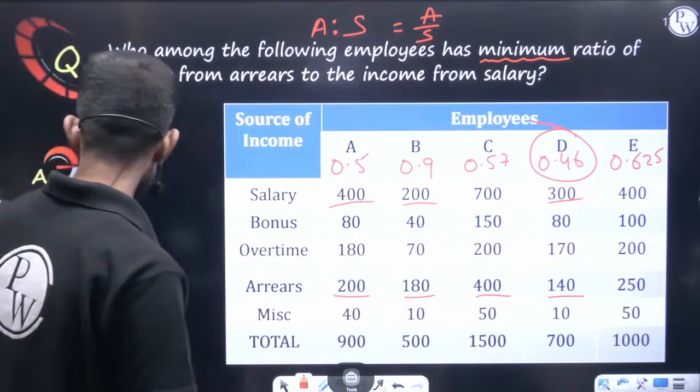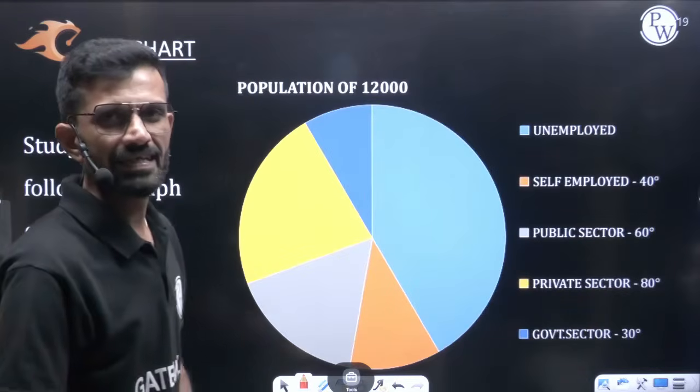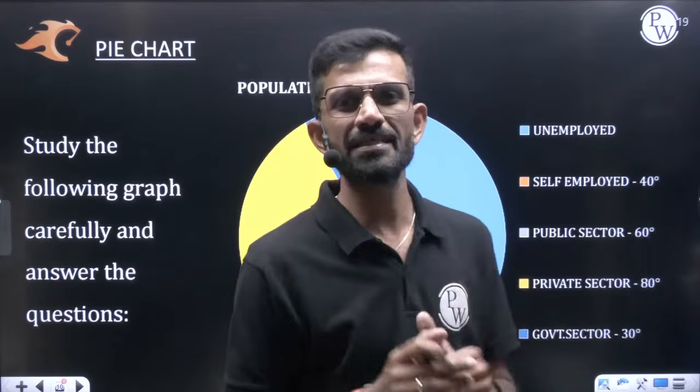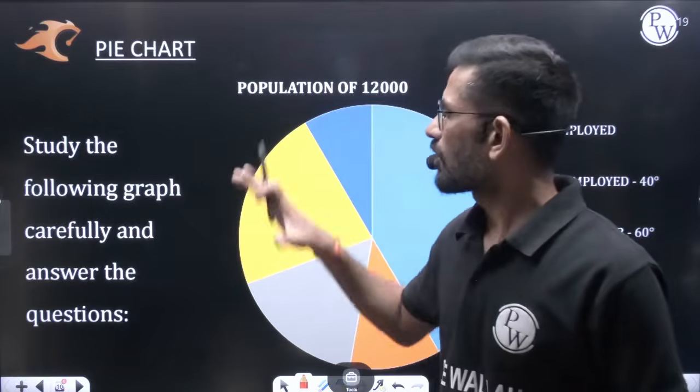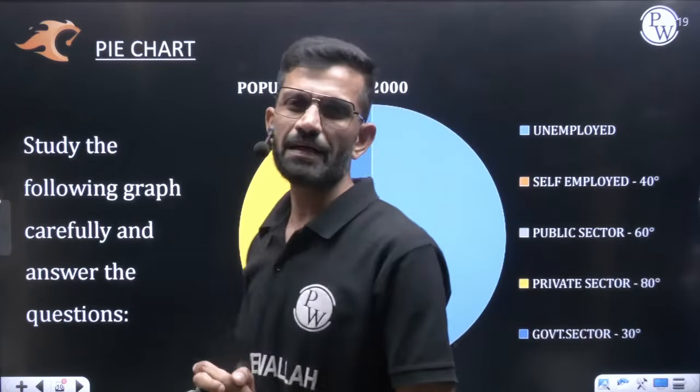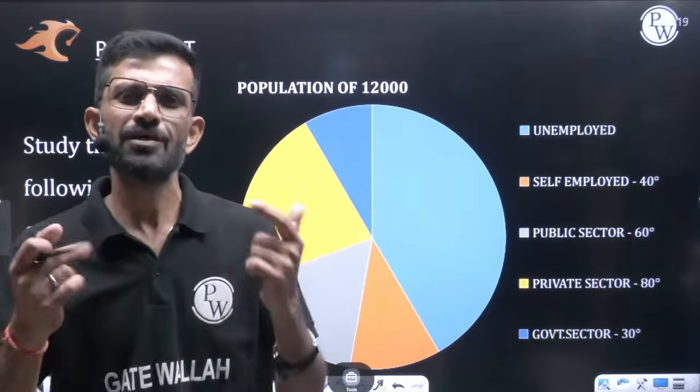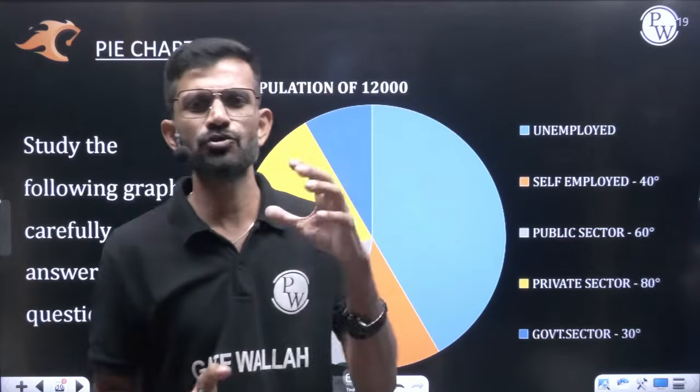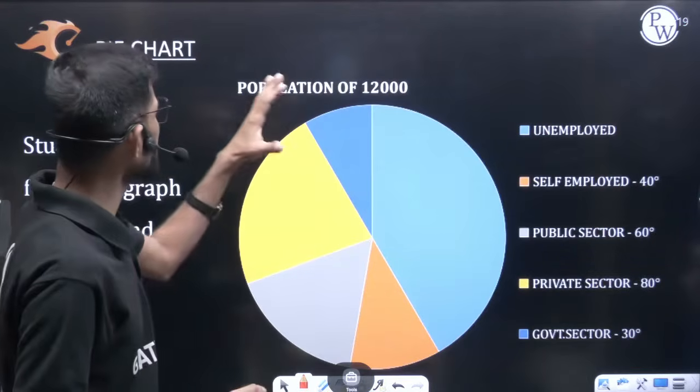Moving further to the next question. Now what they have given, see, we have understood how they presented the data in tabular form. Now you can find how they present it in the pie chart. If you are clear with the data, you can easily answer the questions, but you should be good at the basic calculation. So here a pie chart they have given.